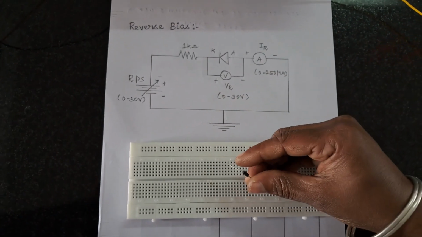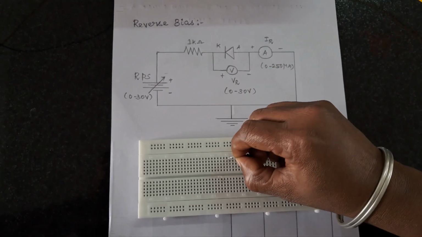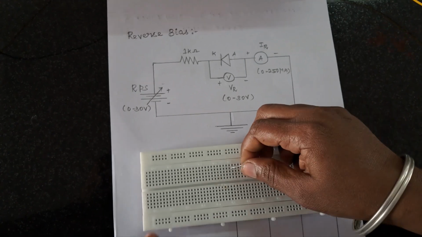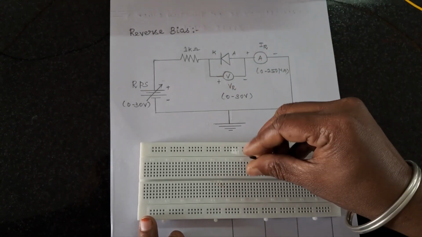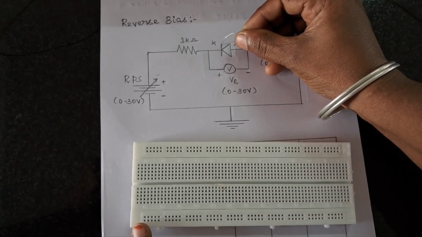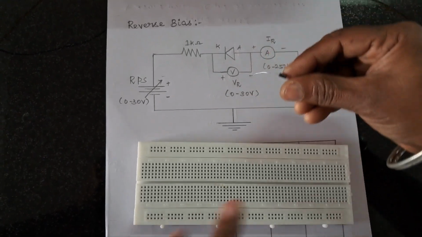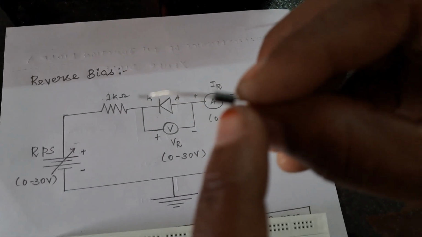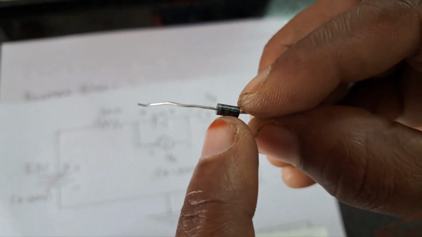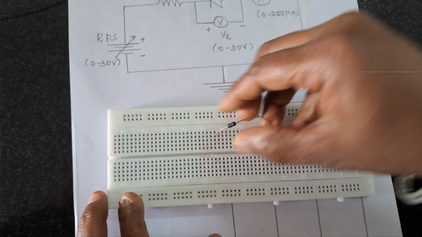We have to do the connection. It is a diode. We have to insert it in reverse connection. This is the cathode, this is the anode. Here the ring is here. So we have to connect like that.